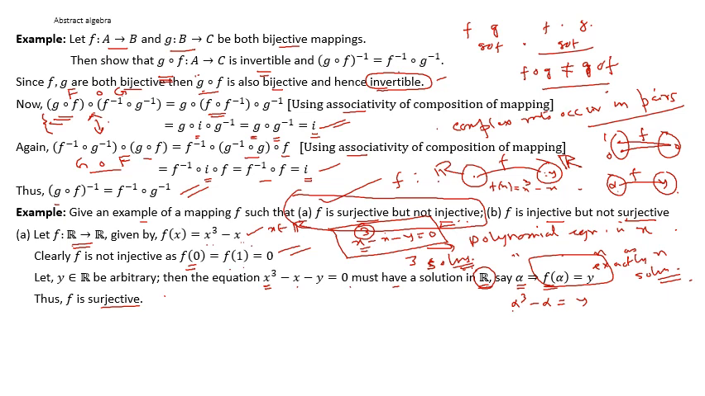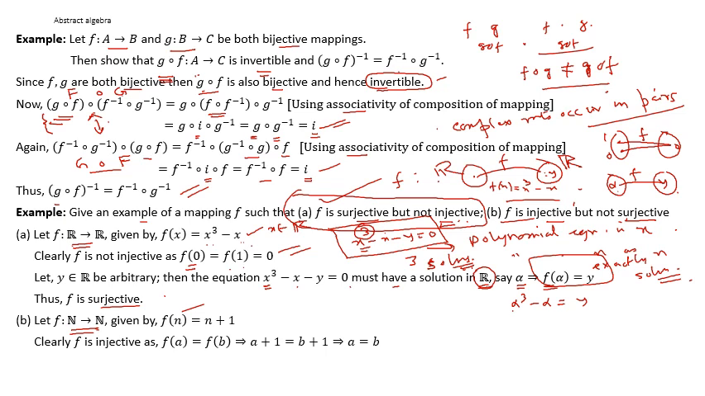Now we go to the second part. For that we have to give an example of a mapping which is injective but not surjective. That means we have to give an example of a one-to-one mapping that is not onto. So suppose f is from N to N, the set of all natural numbers, and given by f of n is n plus 1. Now clearly f is injective because if we take f of a equal to f of b, that is a plus 1 is equal to b plus 1, that implies a equal to b.